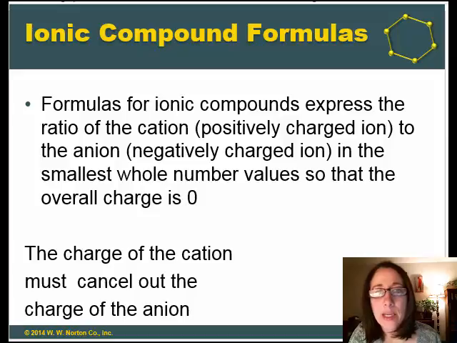All right, so let's take a quick look at how formulas for ionic compounds are determined. The cation, which is usually going to be the metal, always comes first, and the anion comes second. And the ratio of cation to anion is always expressed as the smallest whole number ratio of cation to anion, such that the overall charge is 0. The charge of the cation must cancel out the charge of the anion.